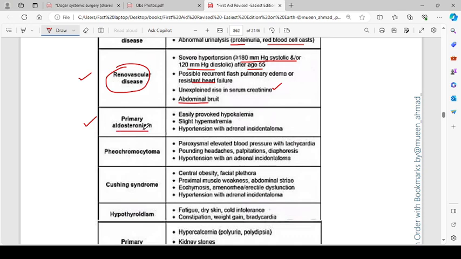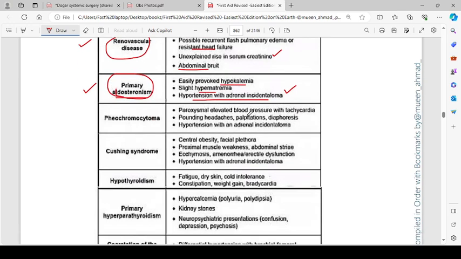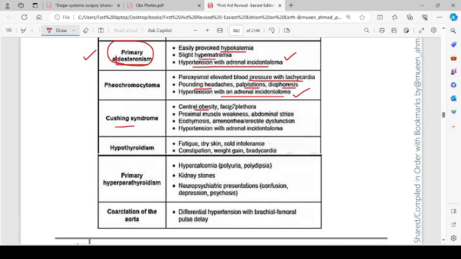Primary aldosteronism: easily provoked hypokalemia, slight hypernatremia, and hypertension with adrenal incidentaloma. So these are telling us about primary aldosteronism. Then pheochromocytoma: paroxysmal elevated blood pressure with tachycardia, pounding headaches, palpitations, diaphoresis, hypertension with an adrenal incidentaloma. Cushing syndrome: central obesity and facial plethora, proximal muscle weakness and abdominal stria, ecchymosis, amenorrhea, and erectile dysfunction, hypertension with adrenal incidentaloma.